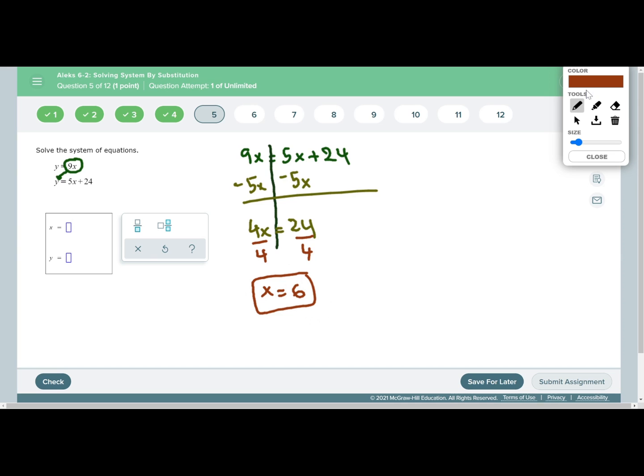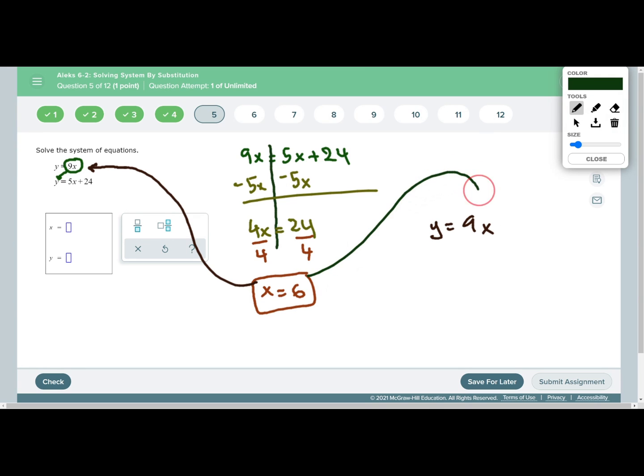So what we're going to do is take this number and plug it in place of x in the first or second equation. I would choose the first equation this time because it's simpler. It's just 9 times 6, then you get your answer. Instead of 5 times 6 plus 24, which is way more steps. Y equal to 9x, and we have x is 6. That means 9 times 6, that will be 54. So your y value is 54.